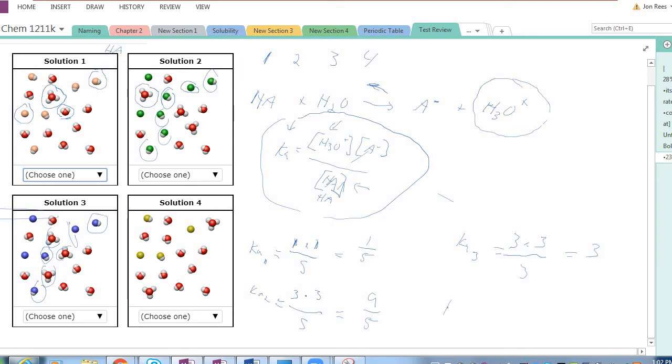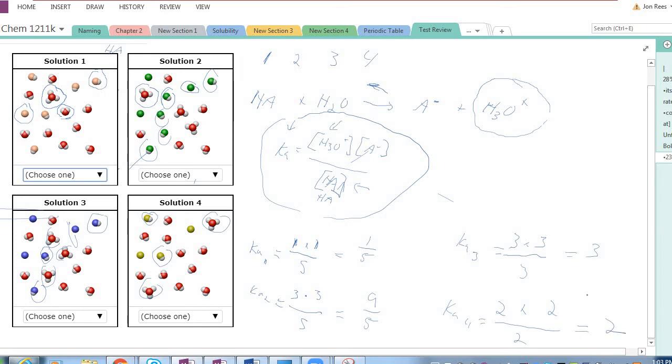Let's look at the last one, the Ka of number 4. Again, count the H3O pluses. I have got 2 of those. Then count the A minuses. I actually see 2 of those as well. So 2 times 2 divided by the HAs. You should be able to see where the HA right here and right here is going to be 2. So it's 2 times 2 divided by 2, which equals 2.